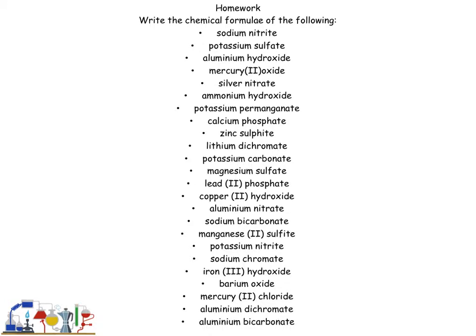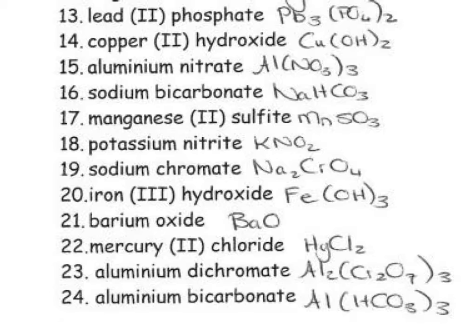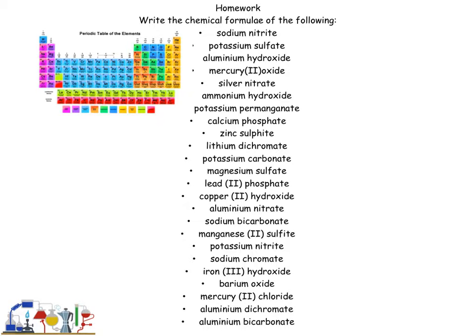You'll need to work through these by yourself. Press pause before looking at the answers. Mark your work, and then we will go through them each. As we go through these, you need to have your list of polyatomic ions in front of you so that you can look at that, as well as a periodic table.